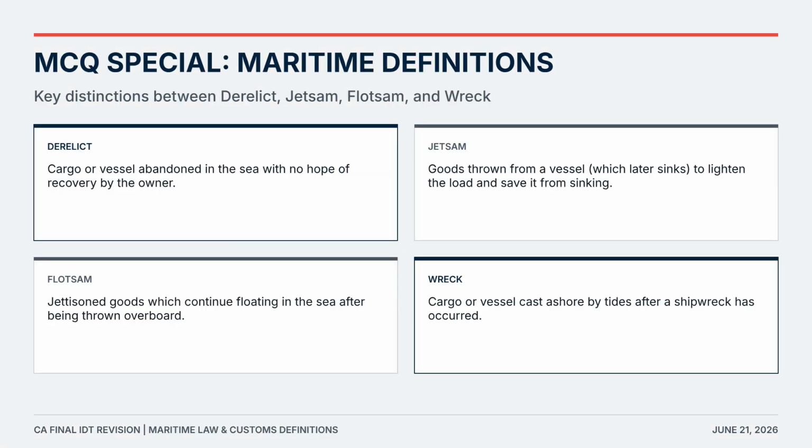This slide contains some of the most popular MCQ definitions in customs law. A derelict refers to a vessel or cargo abandoned in the sea with no hope of recovery. Jetsam refers to goods deliberately thrown overboard to save a vessel from sinking, and these goods sink. Flotsam refers to goods similarly thrown overboard, but which continue floating on the water.